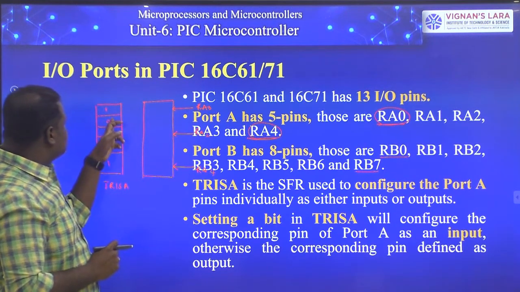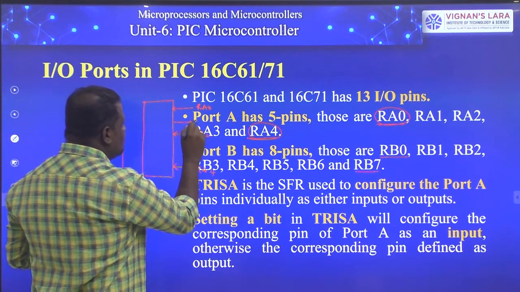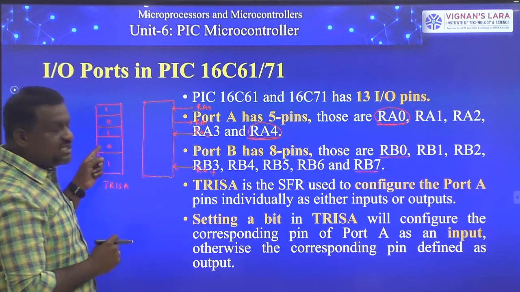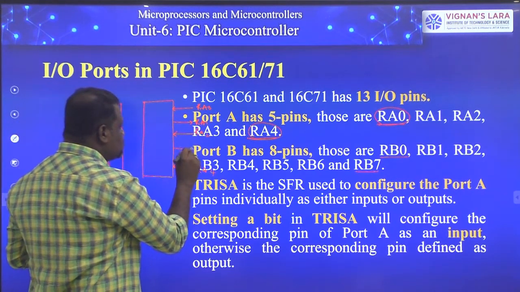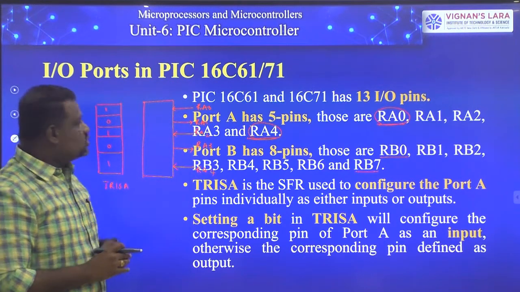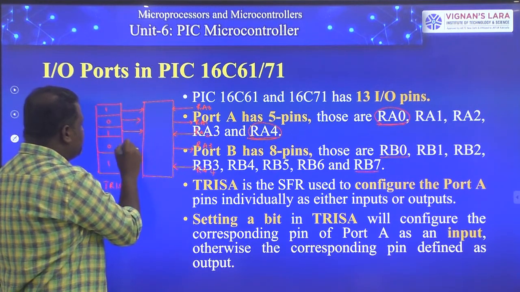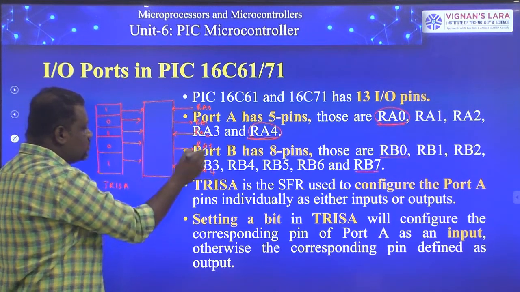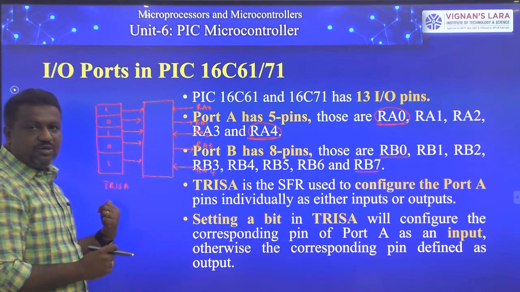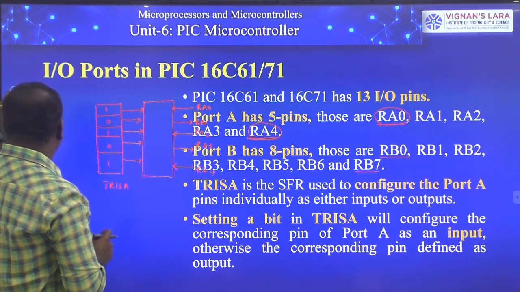And the remaining 2 bits: this is the bit corresponding to RA1, and it is set to 0, so I make RA1 an output signal. Similarly, this is for RA3. It is 0, so RA3 is also set as an output signal. So like this, we can program the port A signals RA0 to RA4 as either input signals or output signals, just by programming TRISA. That is the meaning of this.